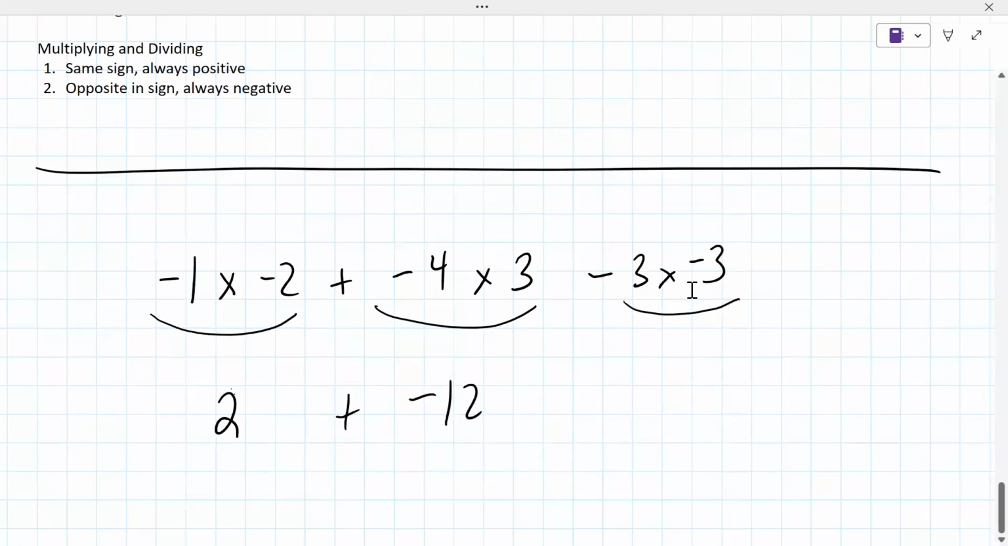Okay, now the last one you have to decide: is it negative 3 times negative 3, or 3 times negative 3? Which did you look at it as? I looked at it as both negatives. So what answer did you get? Positive 9. Okay, go ahead and complete the problem from here. 12. Okay, 12 to both, I subtract.